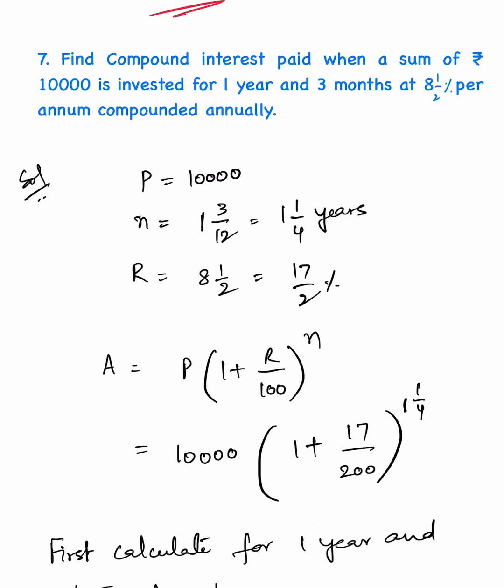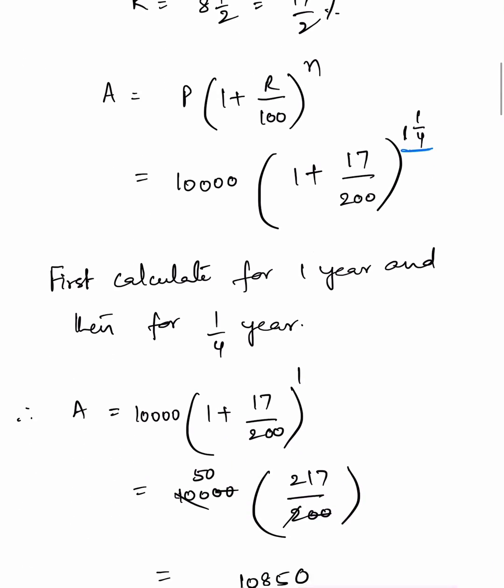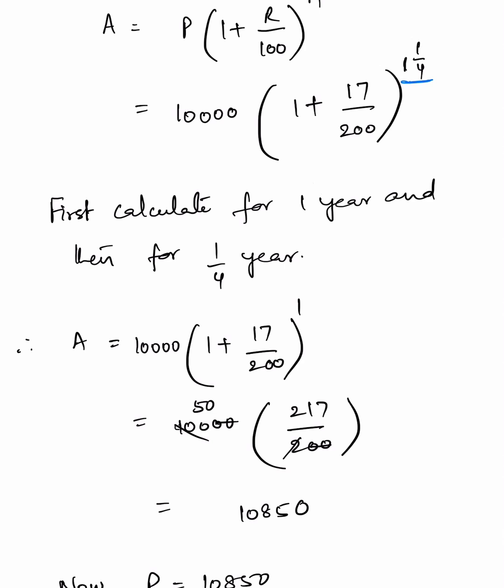So what is the value of A? A is P into 1 plus R by 100 whole to the power of n, that is equal to 10,000 into 1 plus 17 by 200 whole to the power of 1 and 1 by 4. So here we have a mixed fraction. So how should we calculate the amount in such cases? First we have to calculate for 1 year, the whole part, and then for 1/4 year. For 1 year we find A equal to 10,000 into 1 plus 17 by 200 whole to the power of 1. That is the whole number part.